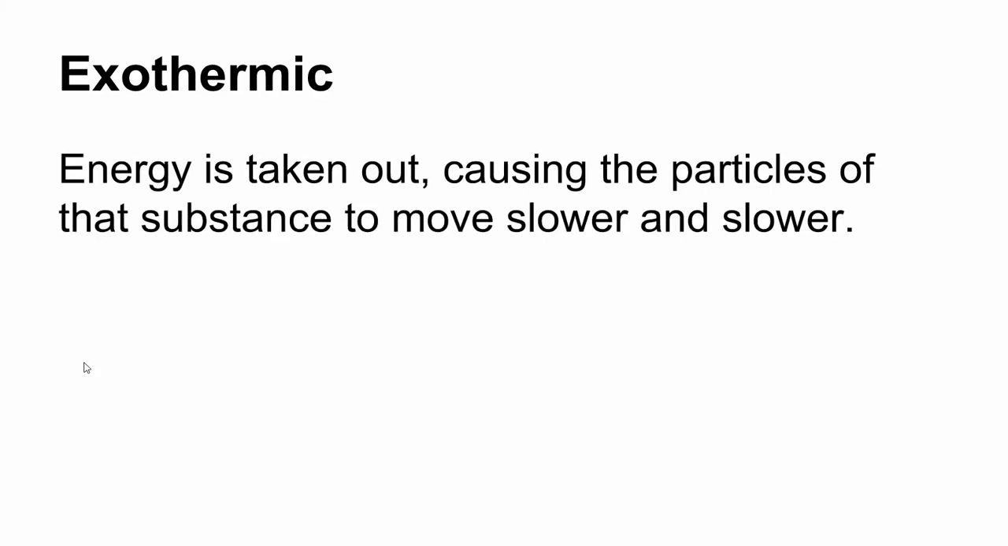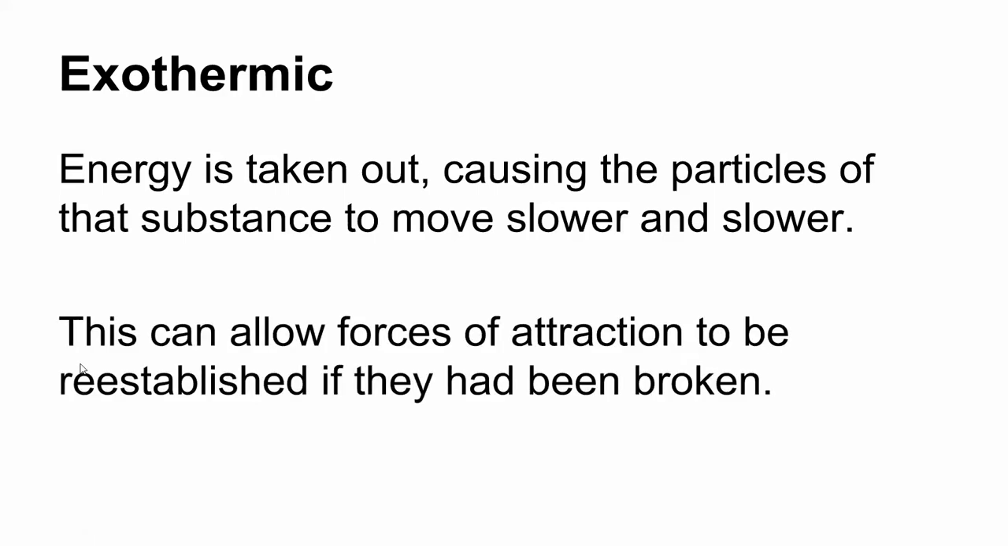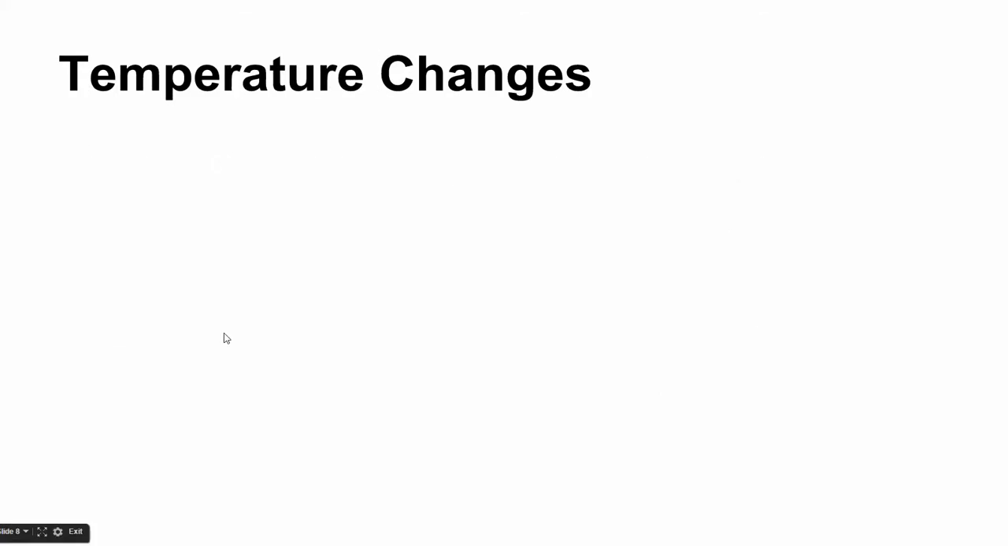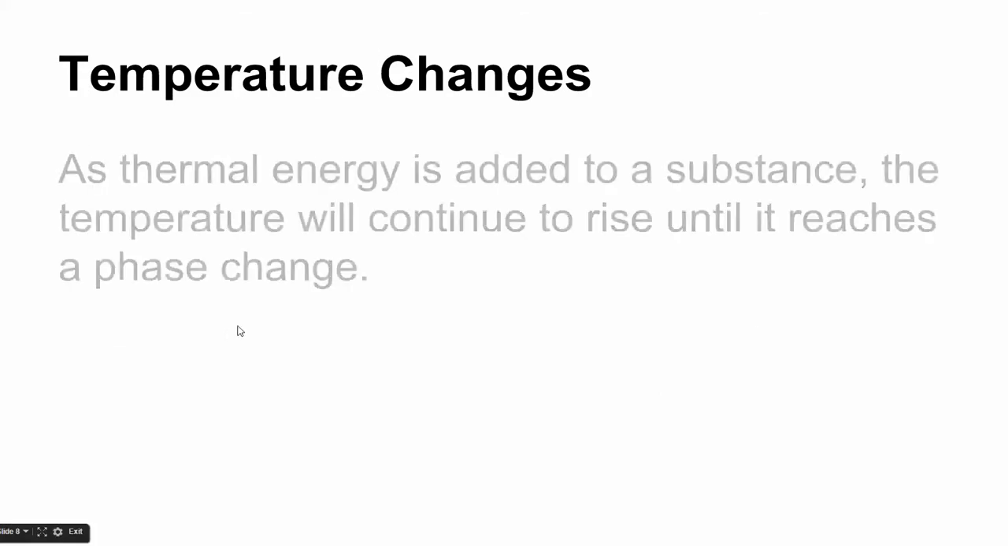So in exothermic, energy is taken out and it causes the particles of the substance to move slower and slower, which will then cause the forces of attraction to be reestablished if they had been broken before. Now, if the forces of attraction were still intact and energy was taken out, it's just going to get colder and colder and colder. We'll talk about that again in a little bit. Okay, so temperature changes.